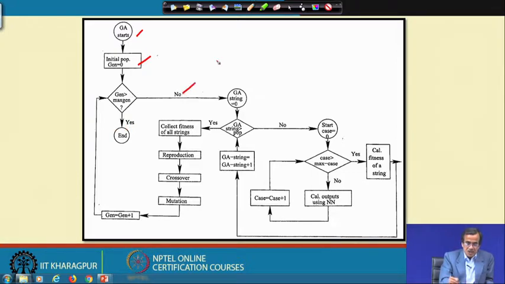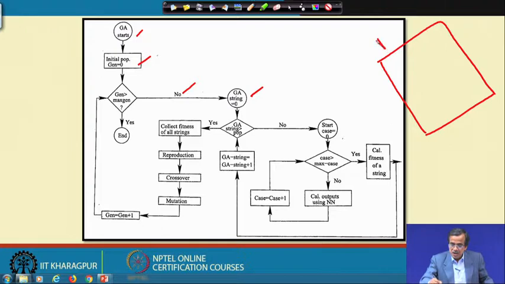Otherwise, if it is no, we come here, and in the population we have got a large number of GA strings. For example, if I consider this, this is the population of GA. So, we have got a large number of GA strings here.